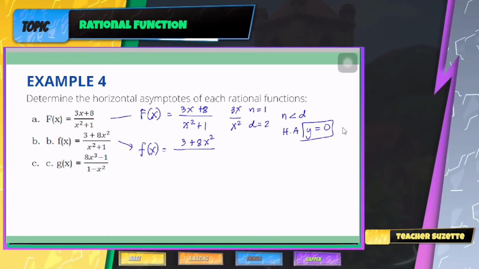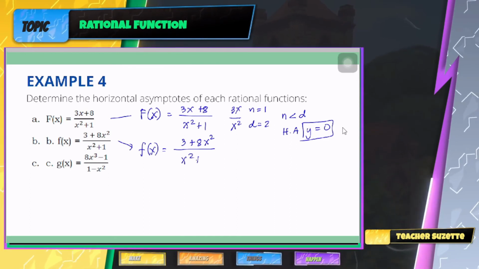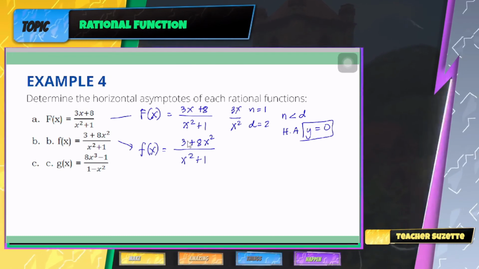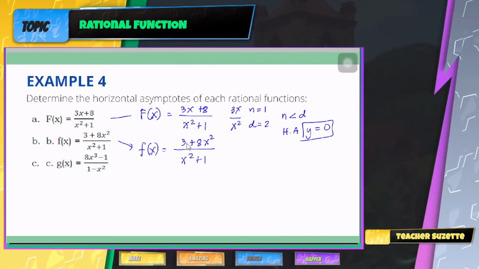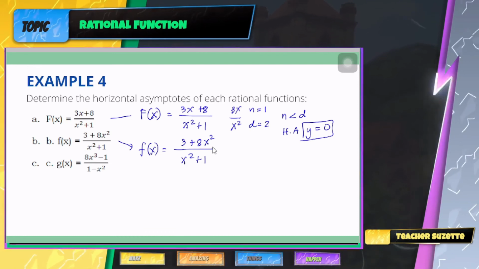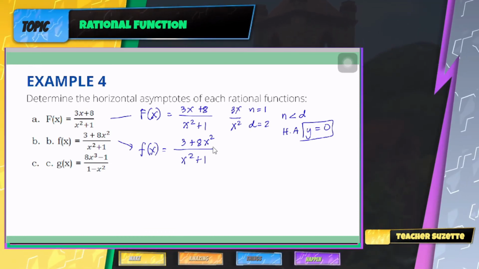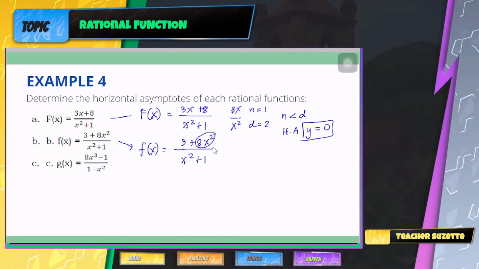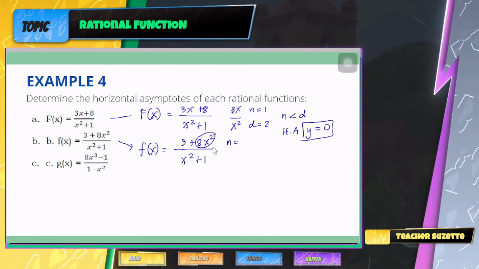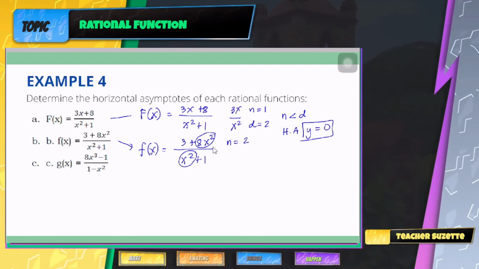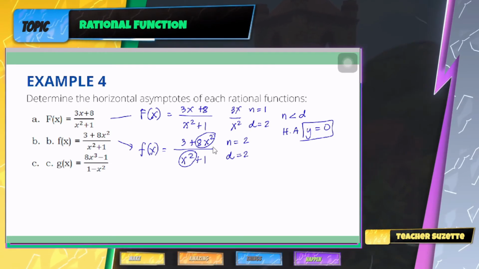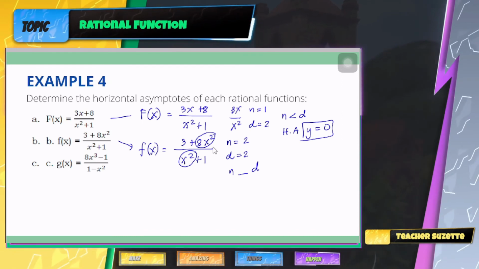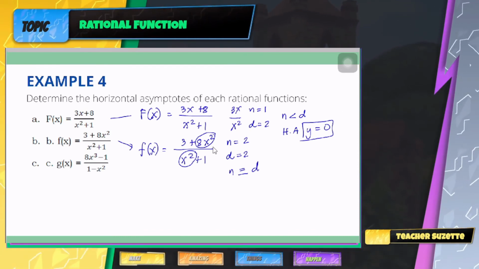Ayan. Then, next naman natin, let's have small letter f of x is equal to 3 plus 8x squared all over x squared plus 1. So, for this instance naman, mapapansin mo that your numerator is not arranged from highest to lowest. Pero, you can easily identify naman what is your leading term for this one, di ba? Your leading term is obviously the term with the highest degree, which is 8x squared. So, ang iyong n is 2, and for your leading term ng denominator, you have d is 2. So, obviously, ang iyo pong numerator and denominator degrees, when you compare them, are equal.